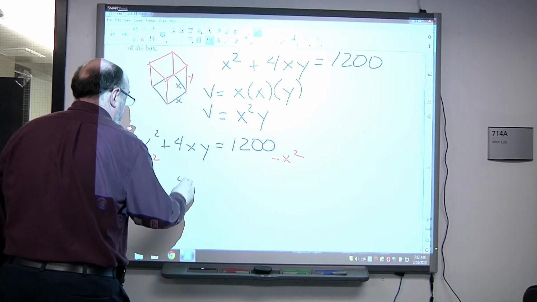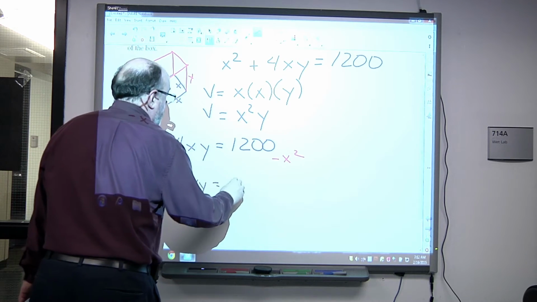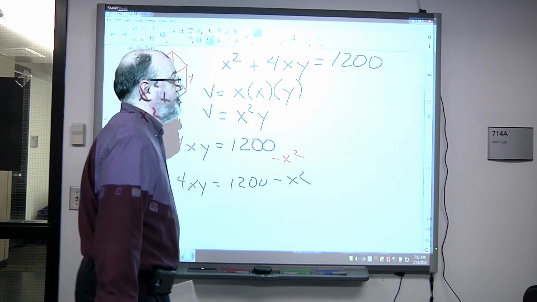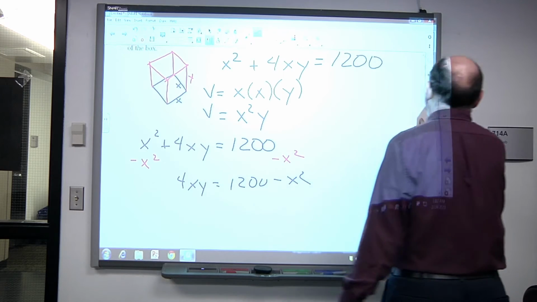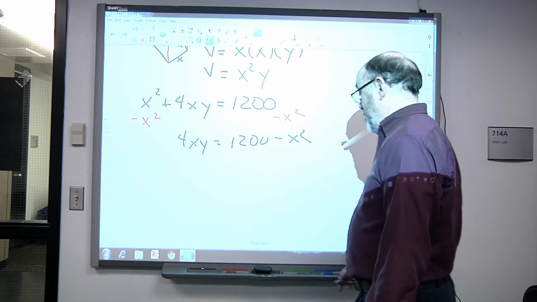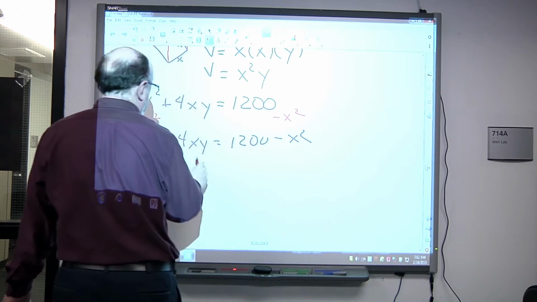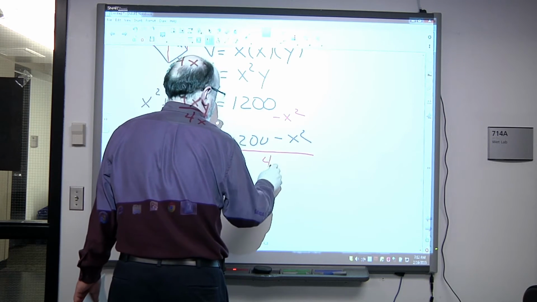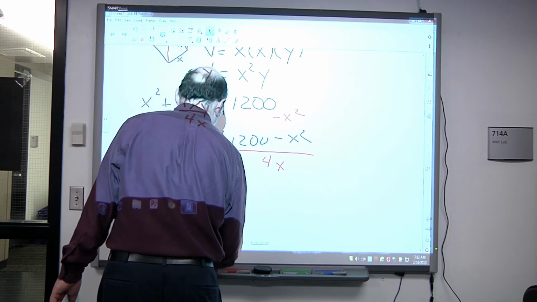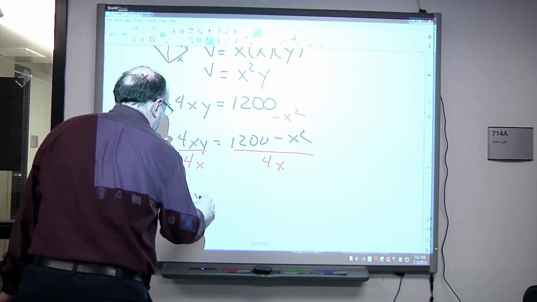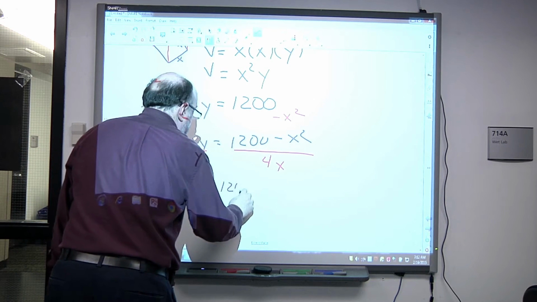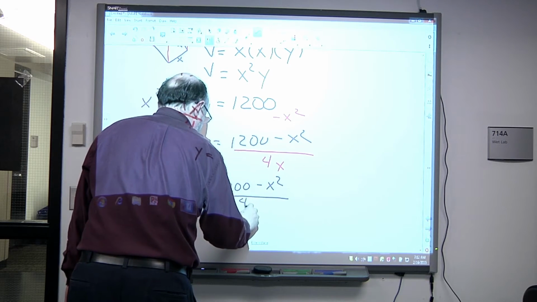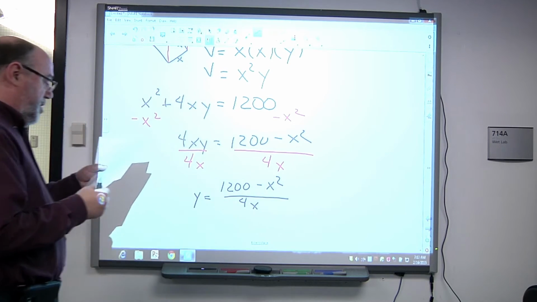So we get 4xy equals 1200 minus x squared. Right? Next step would be to divide by 4x. So we divide all that by 4x, and so we get y is going to equal 1200 minus x squared over 4x.